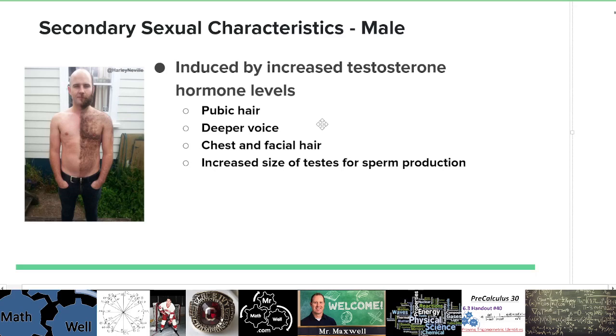Chest and facial hair, increased size of testes for sperm production. Okay, so obviously when boys have more testosterone now flowing through their body, this increases the speed and the maturity of sexual organs, and also has other byproducts as well. So this happens at different times for different guys. Sometimes this happens early on, 10, 12 years old. Sometimes it doesn't really happen till a bit later. There's usually as well a growth spurt in this time when puberty is happening.